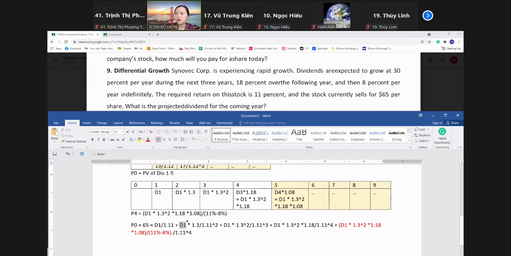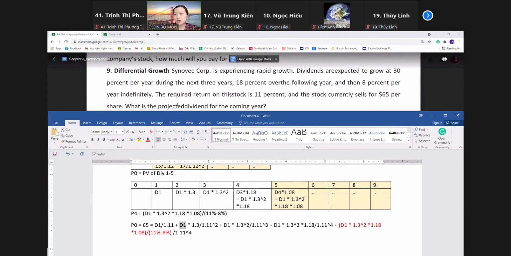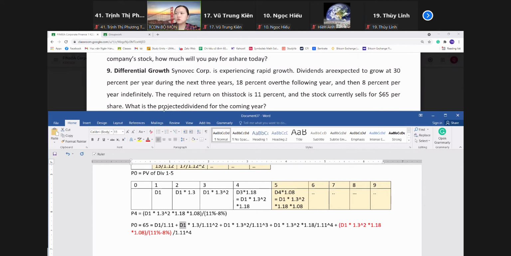If we change the question, and you are asked to estimate the current dividend or the just-paid dividend, then the just-paid dividend will be multiplied by 1.3 and it's equal to D1. So it depends on the question, and be careful of the point you are required to estimate.